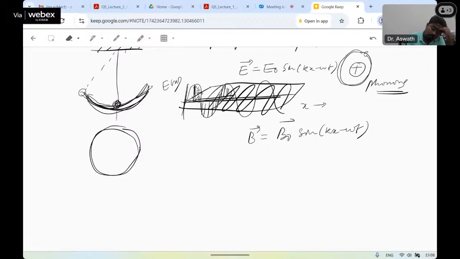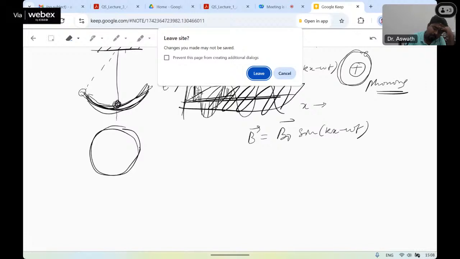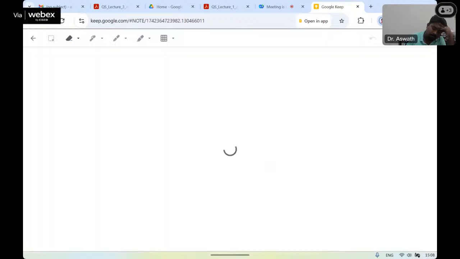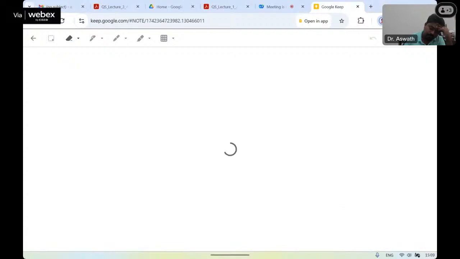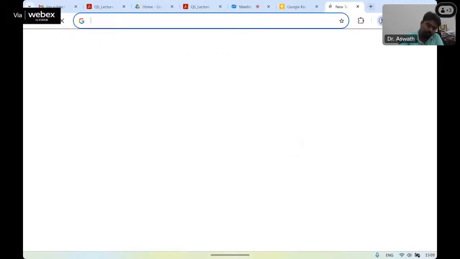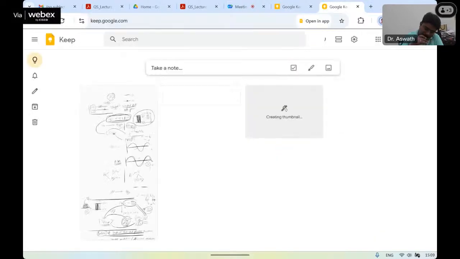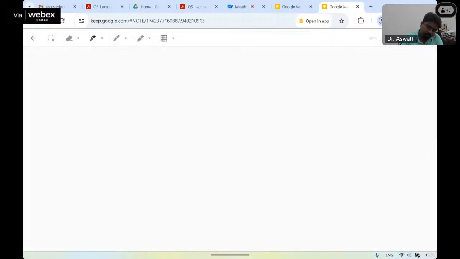Now here is something which is oscillating. You see, initially, what is this? Prevent this page creating additional angles. Yeah, I think. Wait a minute. Let me start a fresh one.